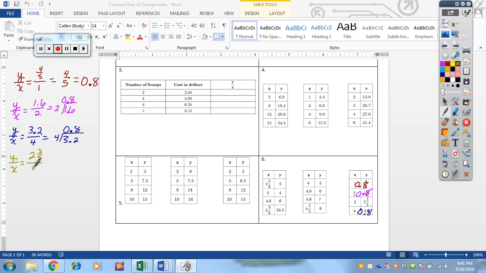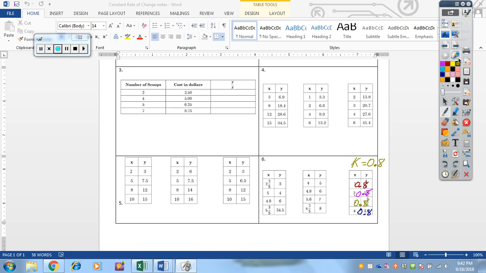I better check 3. Two and 2/5 divided by 3. What is 2 and 2/5 as a decimal? Right? 2.4. Not too bad. I would say this is it, but I think we should check the other tables. So, if you love fractions, you can work with the fractions. If you love decimals, you can turn them all into decimals. If you don't like any of it, well, then just pick the easiest stuff to do.